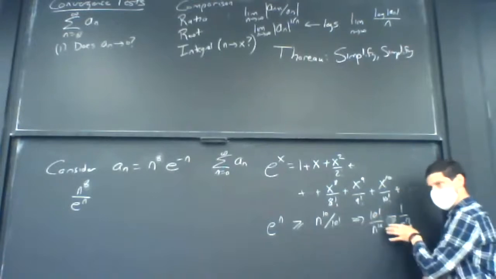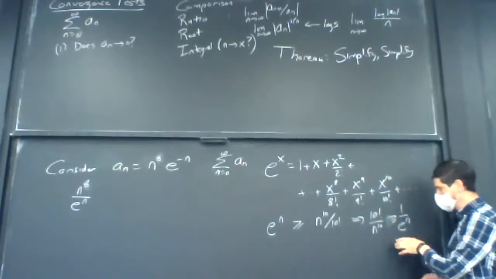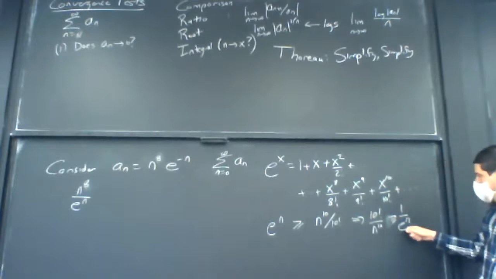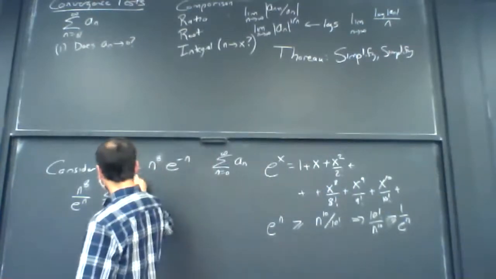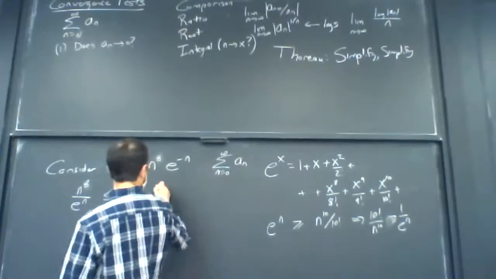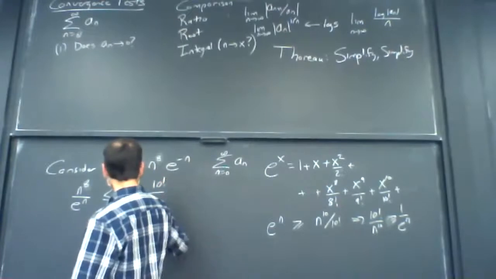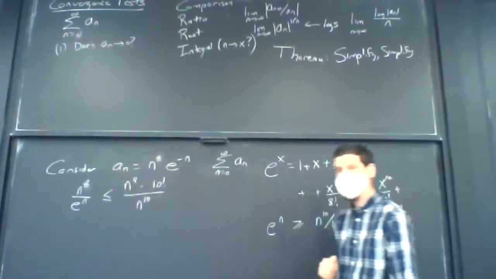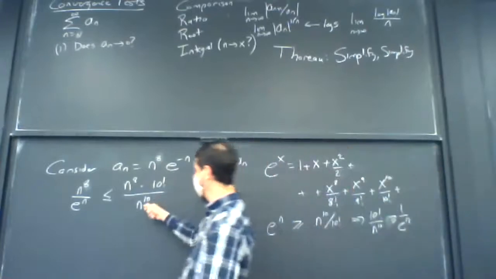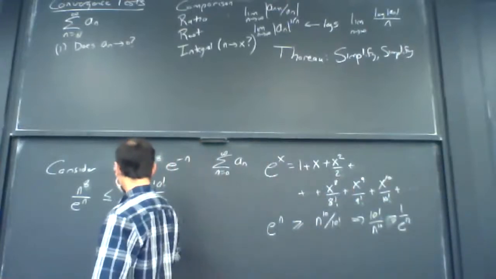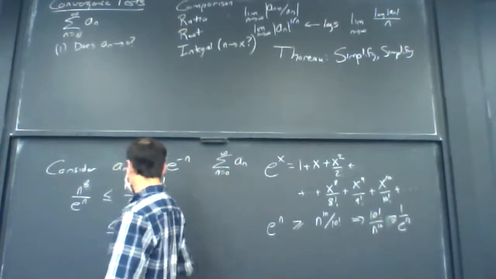You see how I'm getting from here to here? So 1 over e to the n is less than or equal to 10 factorial over n to the 10. That means our expression here is less than or equal to n to the 8 times 10 factorial over n to the 10. So I'm just replacing what e to the n is. Well, n to the 8 over n to the 10, that's just 1 over n squared.